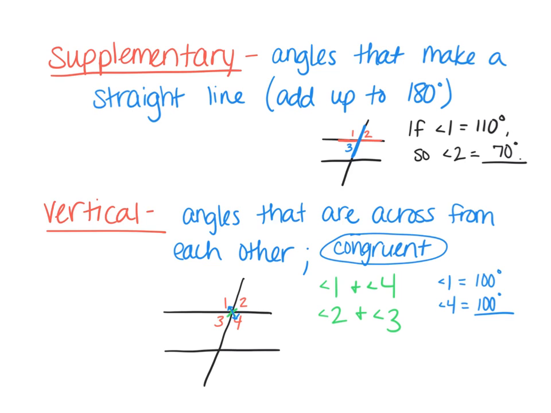Okay, so using these two definitions and these two types of angles, if I give you a diagram like this and I give you only one angle, you would be able to figure out the other 7 angles. So let's look at another example and we will do just that. All right, so let's draw a diagram here.